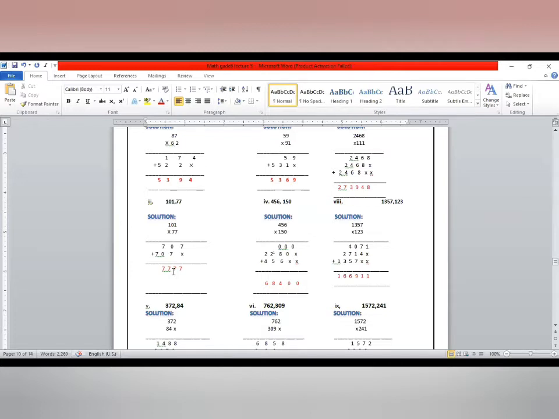7,777 is the answer. Dear student, we are in sum number 4, 456, comma 150. Solution: 456. First multiplication with 0. 0 6s are 0. 0 5s are 0. 0 4s are 0. And keep this the same in the place.